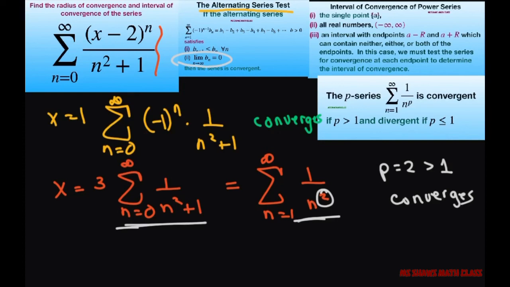So since they both converge, the interval of convergence is [1, 3]. So that means it can equal the 1 and the 3.